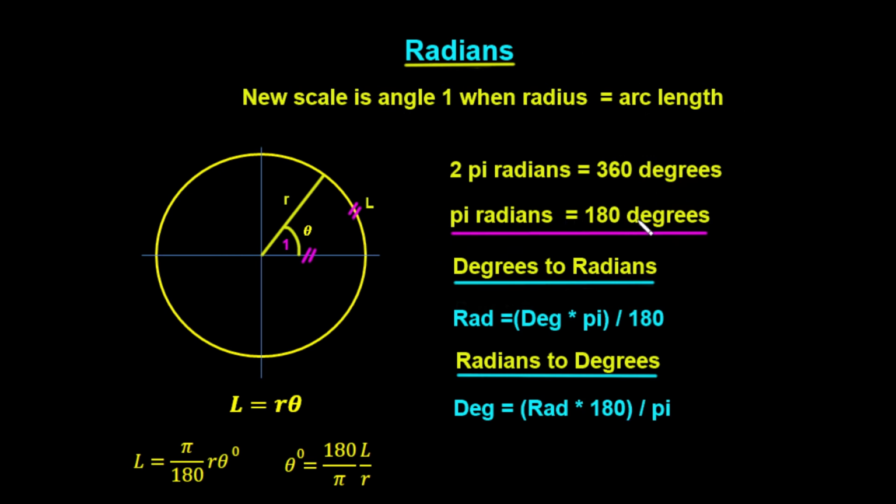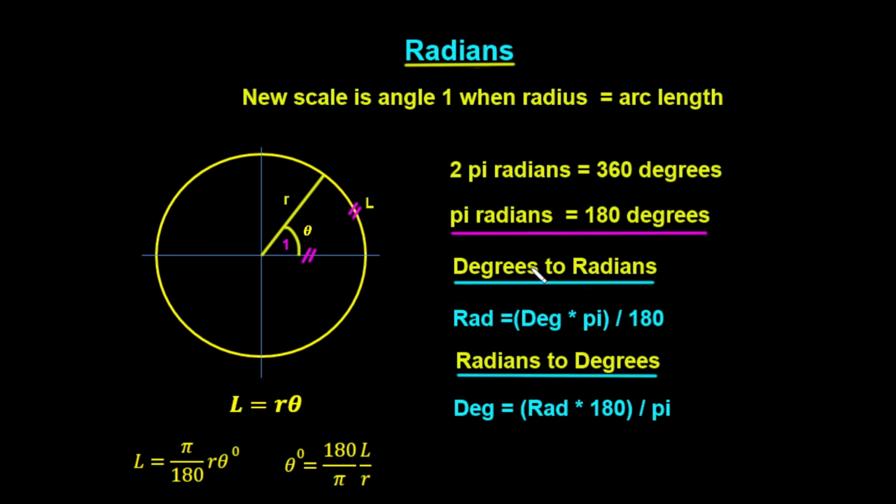Pi radians is equal to 180 degrees. Now we also want to know how to convert from degrees to radians and also radians to degrees. We can see how to do that from the equations here. Remember from the previous page that these equations related the angle theta in degrees to the arc length, or equivalently the arc length to the angle theta in degrees, and we noted we're always going to have this scaling factor of either pi upon 180 or 180 upon pi.